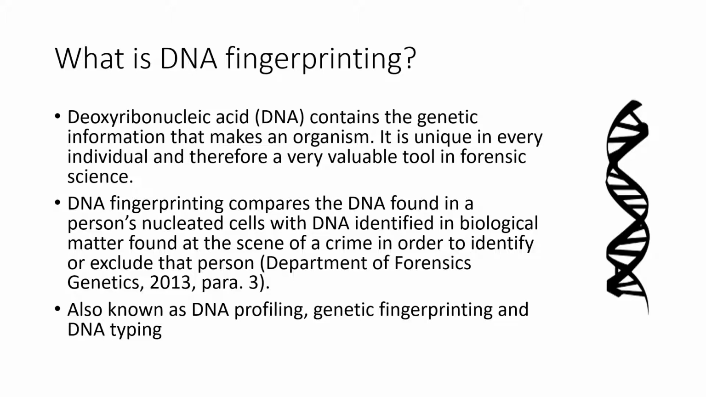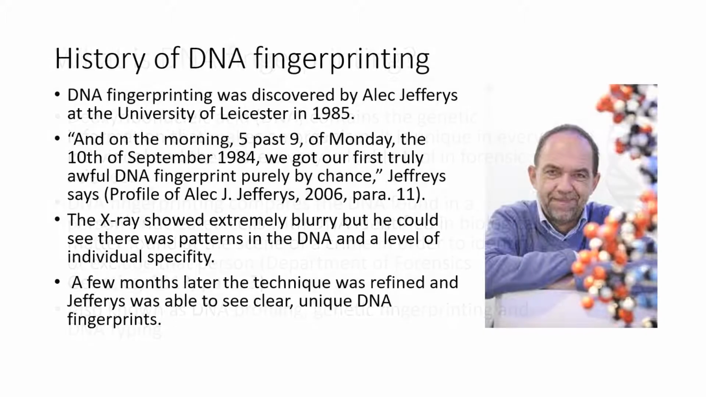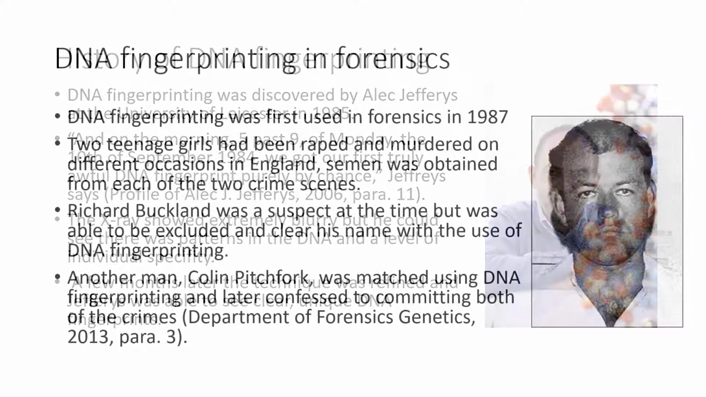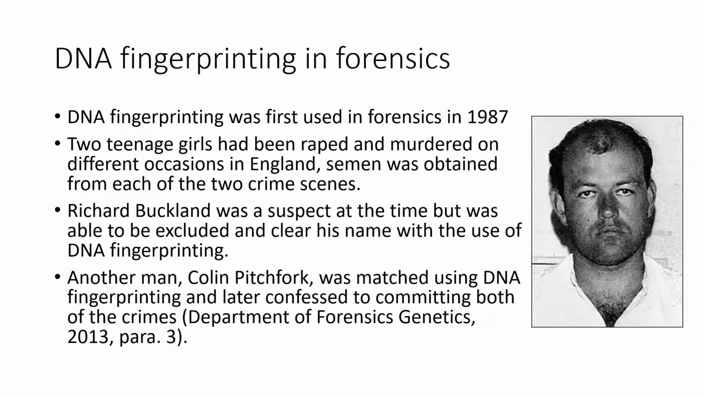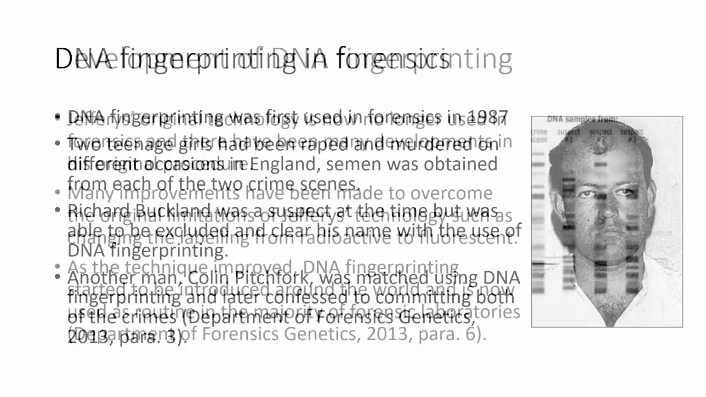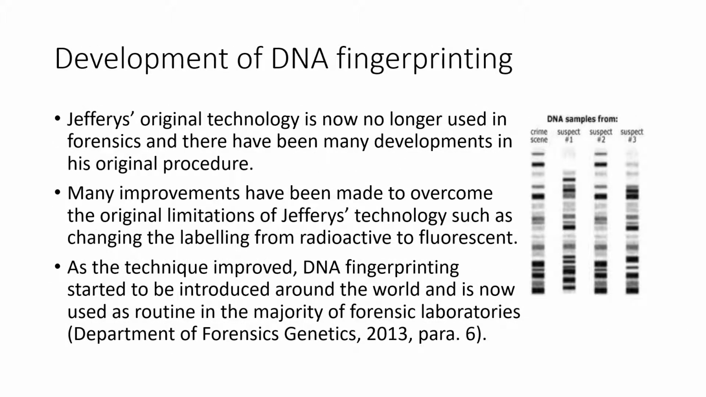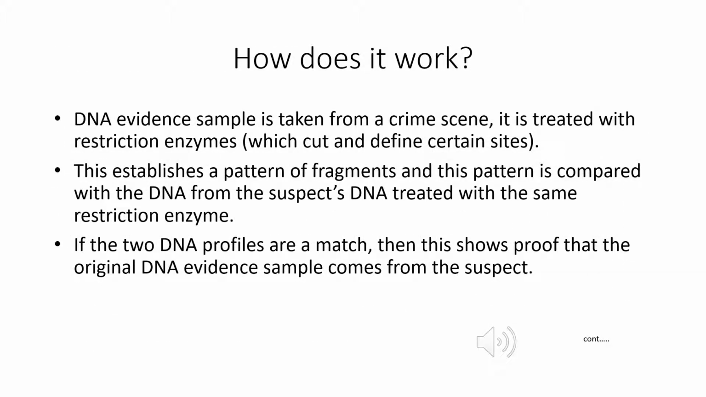Assessment Task 1 by Charlotte Robinson and Cassidy Berger. Deoxyribonucleic acid, otherwise known as DNA, contains the genetic information that makes up an organism. It is unique in every individual. So the history of DNA fingerprinting: DNA fingerprinting was discovered by Alec Jeffreys. After Jeffreys' discovery, DNA fingerprinting was then able to be used in forensics. The first development of DNA fingerprinting was in 1989. Jeffreys' original technique is now relevantly used in forensics.